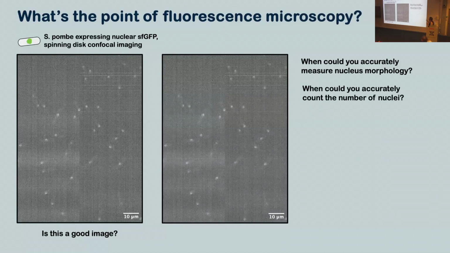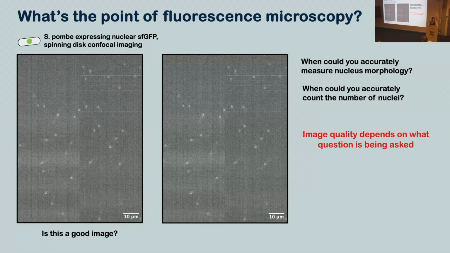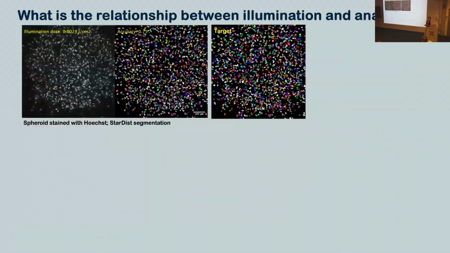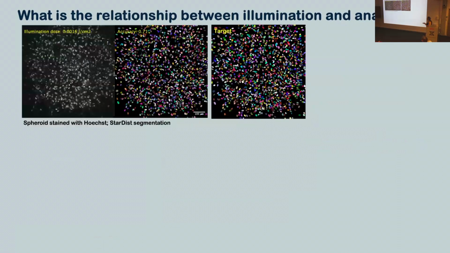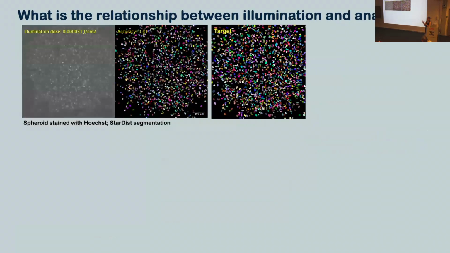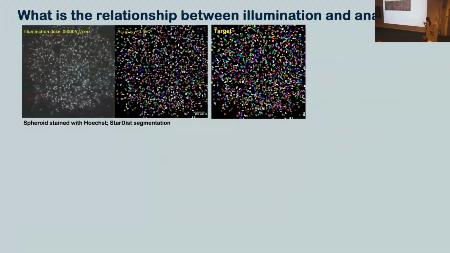So this is a really interesting point about fluorescence microscopy, right? Our image quality doesn't just depend on what the image looks like. It depends on what question we're asking and what information we want to get out of that image. So let's try and quantify this a bit more and see if there's a formal relationship between image quality and downstream analysis.